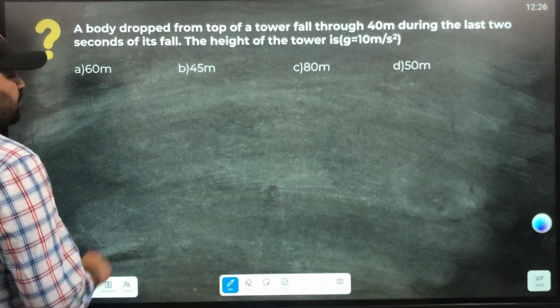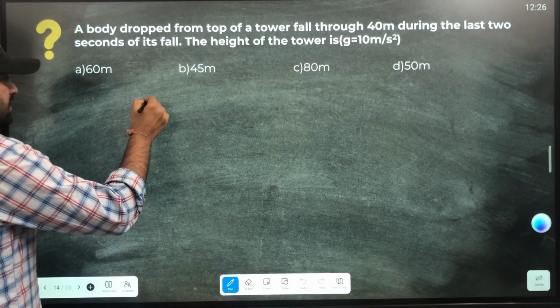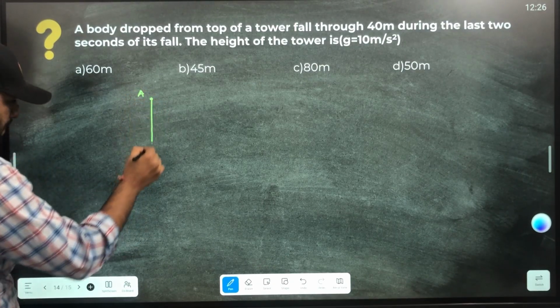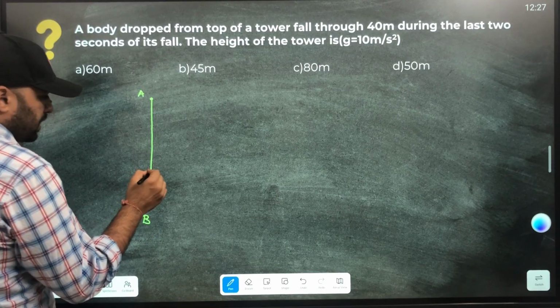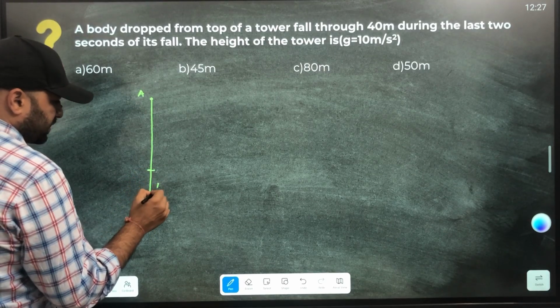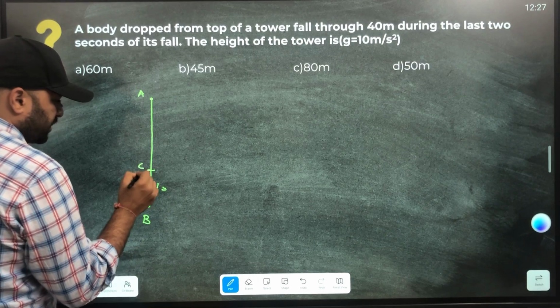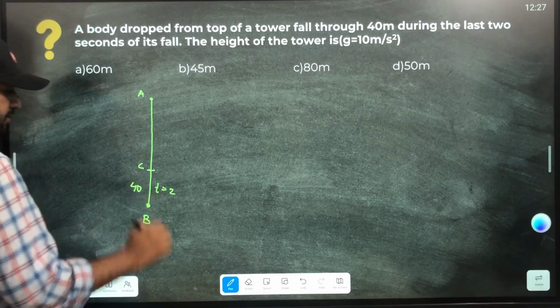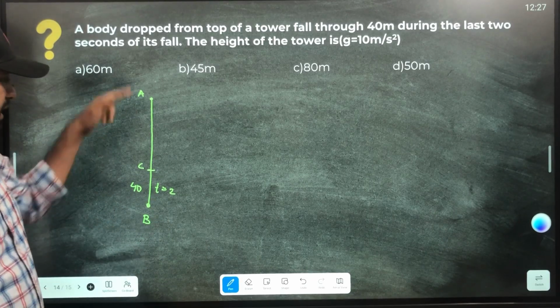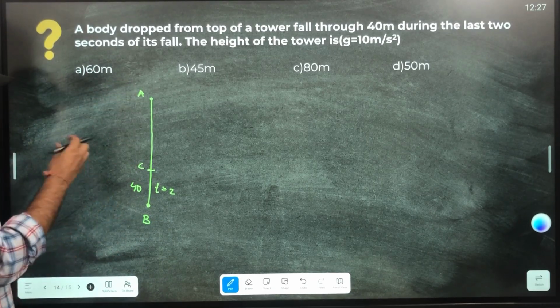Great. So what we will do here is, let's say this is any point A, this is any point B. This is the last 2 seconds it is traveling. From C to B it is taking how much? 2 seconds. And here it is traveling 40 meter. Clear? Let's assume that the AB height is H.